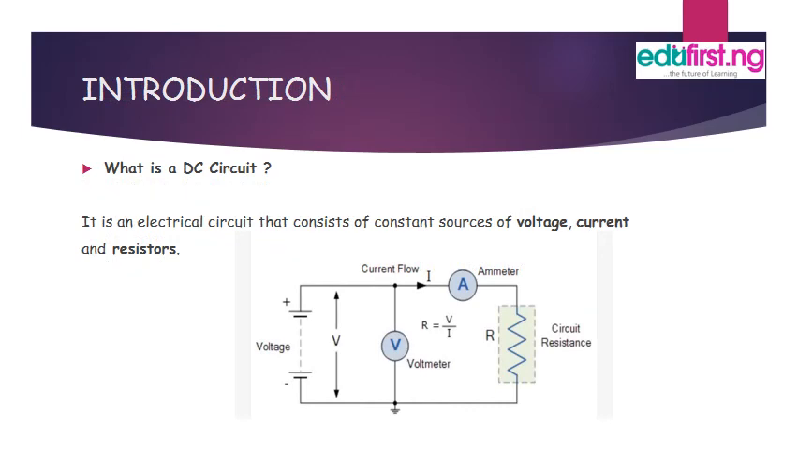Now, what is a DC circuit or a direct current circuit? The direct current circuit is a very simple form of electrical circuit. It is an electrical circuit that consists of constant sources of voltage, current, and resistors.